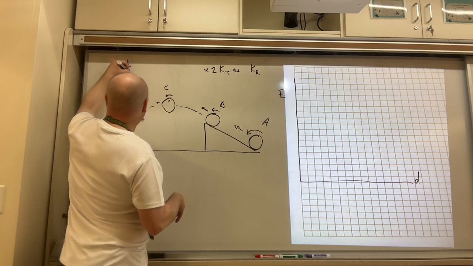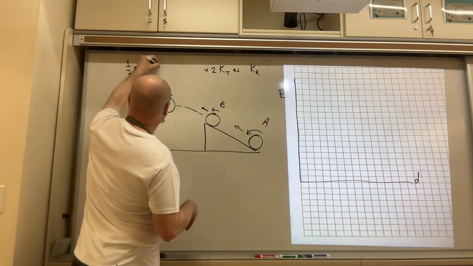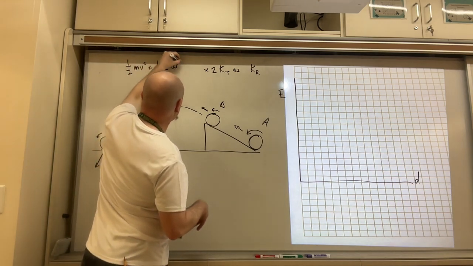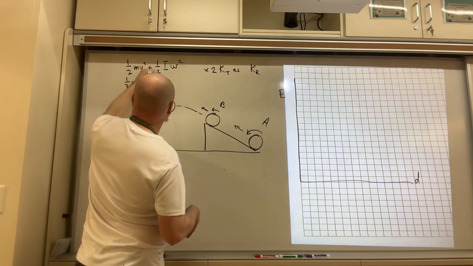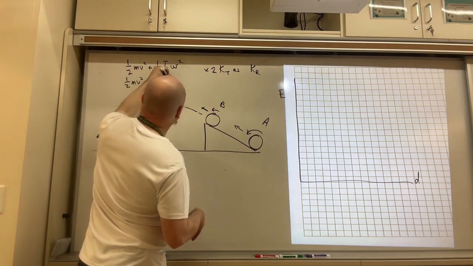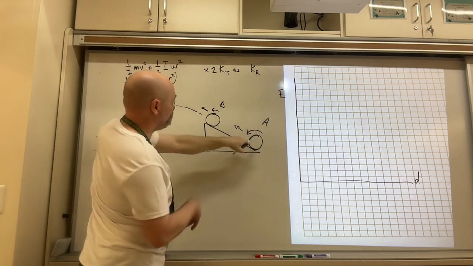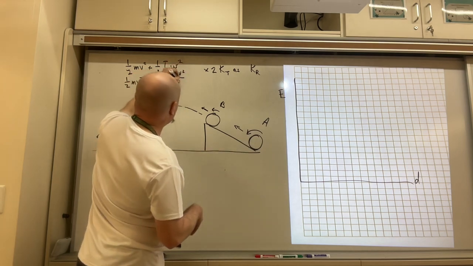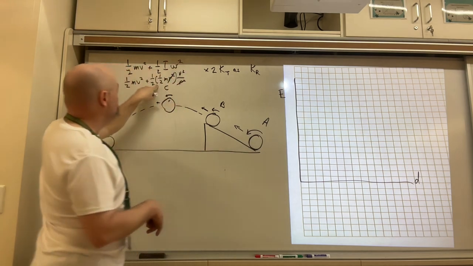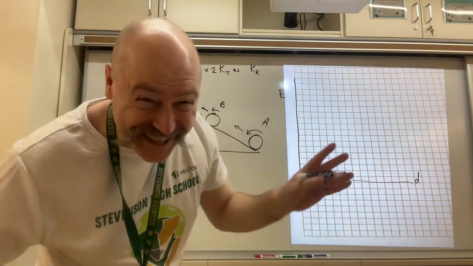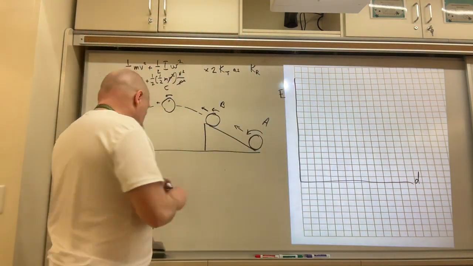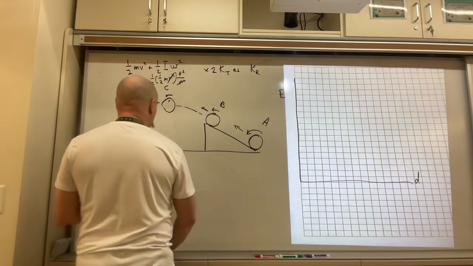If you do your 1/2 mv squared plus 1/2 I omega squared, you get 1/2 mv squared plus 1/2 mr squared, because it's a solid disk, times v squared over r squared. That r squared goes away, that's 1/4, so this has to be twice as much as that. But again, if you're interested in that, watch a different video, I do it there, you can see that there, but this is going to be twice as much, okay?